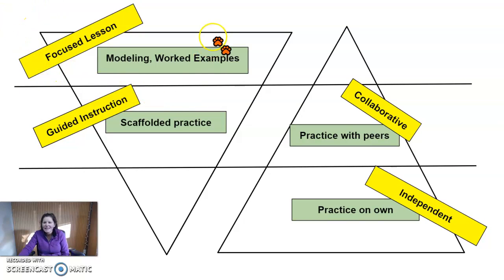That focused lesson is modeling, the teacher thinking aloud, working examples, showing what the skill looks and sounds like when done proficiently. I really wanted to say correctly here, but you always want to consider the development of your learners. Kinder modeling is certainly going to look differently than modeling in a secondary classroom. Interactive read aloud, modeled writing, and worked math problems are examples of focused lessons.